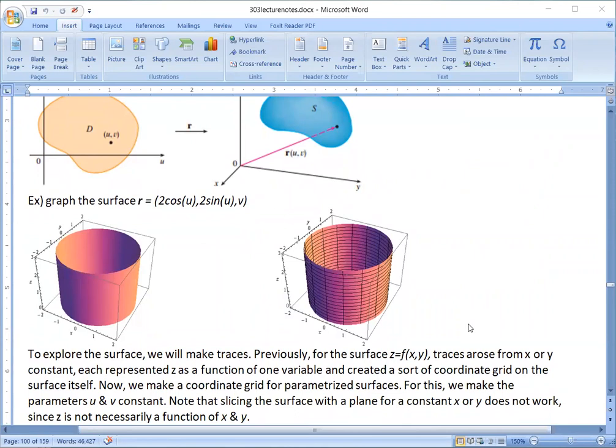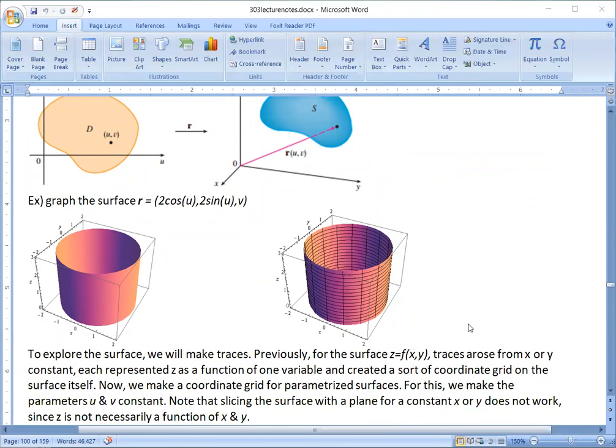And that would create a sort of coordinate grid on the surface itself if you thought about those traces. Okay, so now we're gonna talk about how do we make a coordinate grid for parameterized surfaces. So for this, we're gonna make the parameters u constant and then v constant. And that's gonna give us those lines.